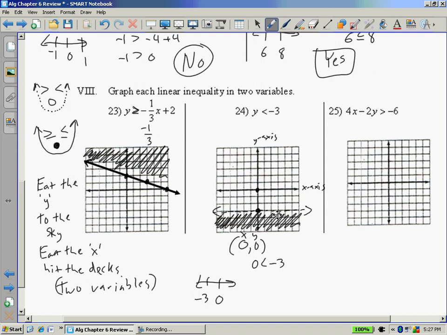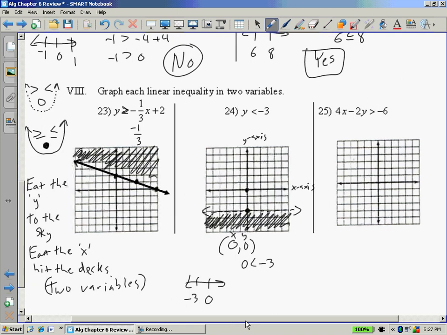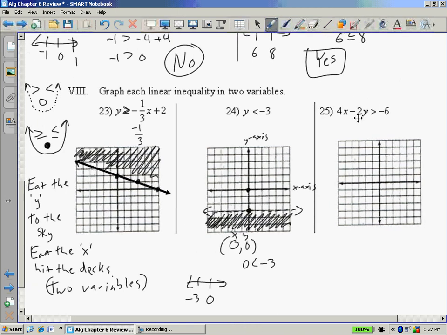Because there's only two choices. You shade towards it or you shade away from it. Since this was false, we're just going to shade away from it. On 25, the only thing that remains different is that we don't have it in slope-intercept form, and that's absolutely critical before we begin. So we're going to keep change, subtract 4x from both sides.